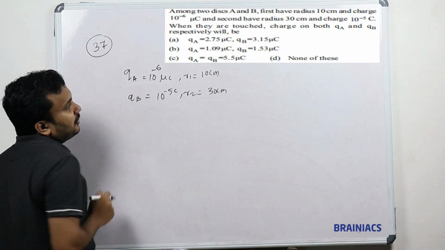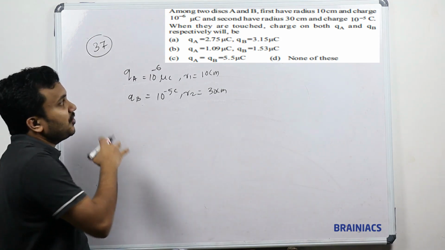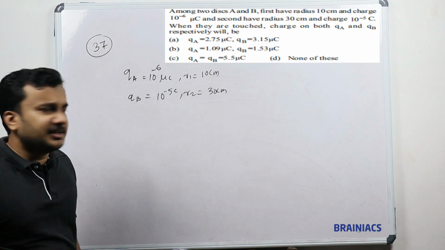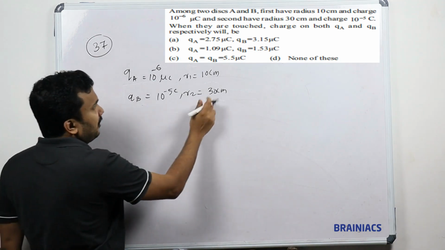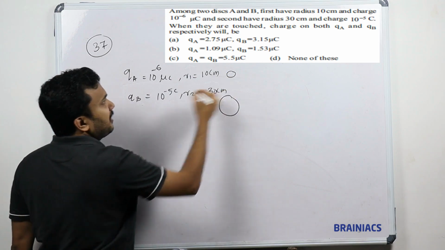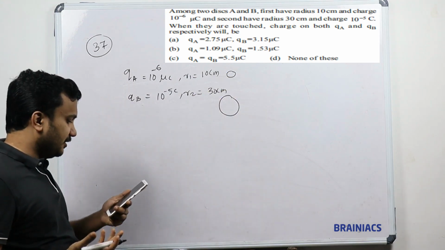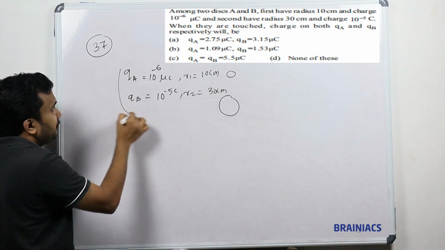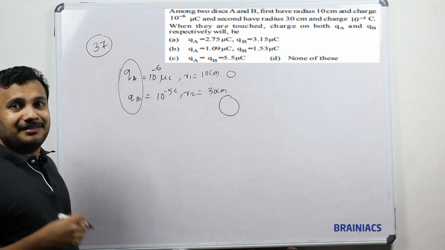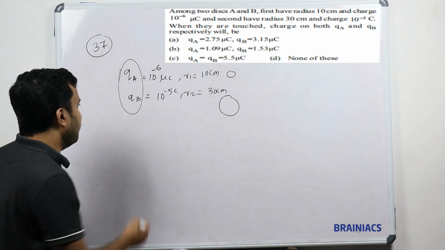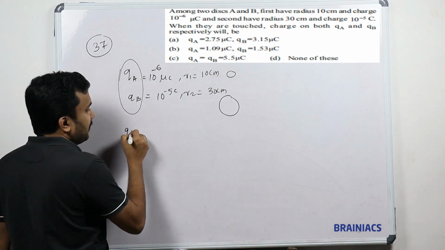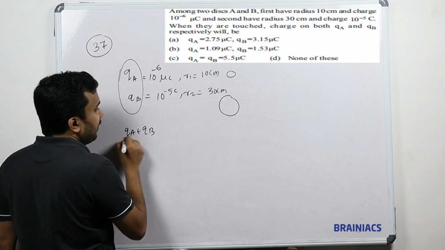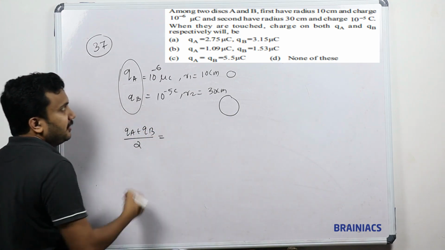So if they are touched together, charge sharing will happen independent of the size. Now, this is a bigger one, this is a smaller one, but that doesn't matter for us. Whether it is a smaller one or a bigger one, doesn't matter. But the quantity of the charges may be different, or it may be the same. But if they touch together, what is the total charge? QA plus QB divided by 2. Average charge will be attained by the two bodies.